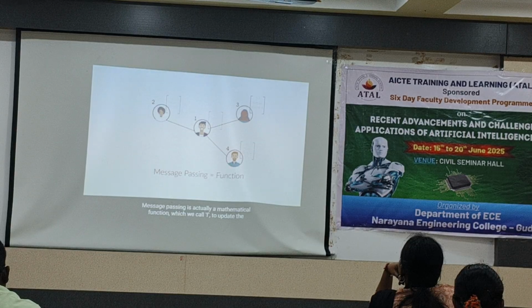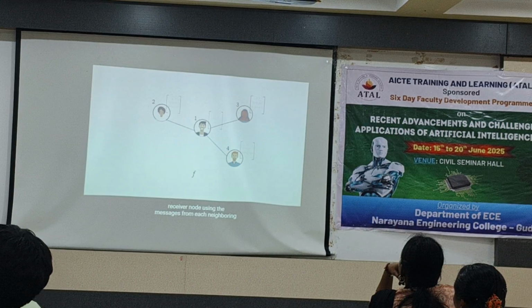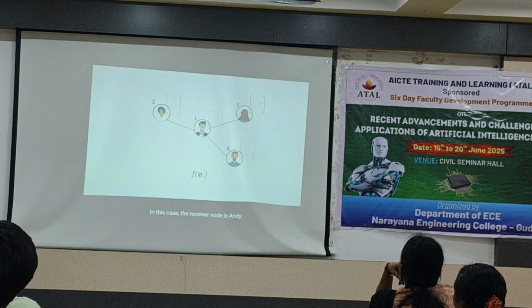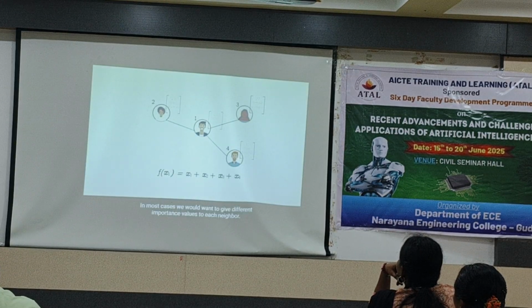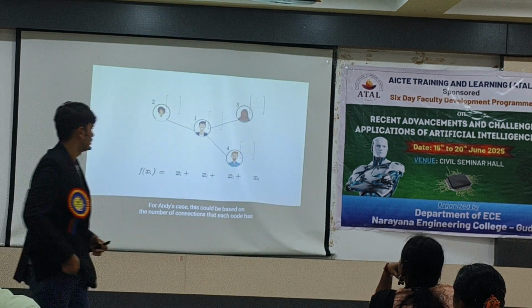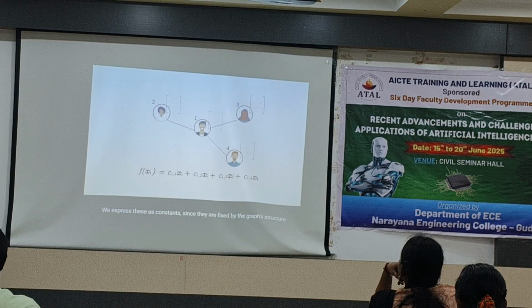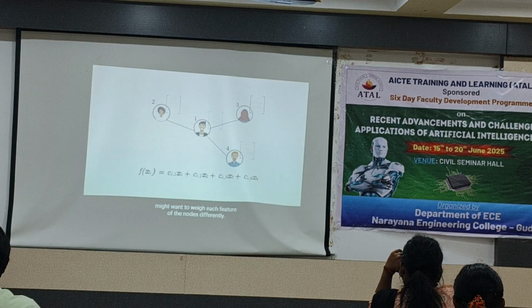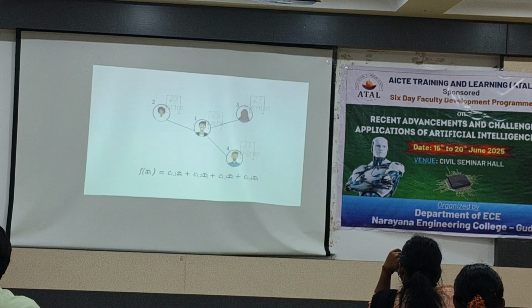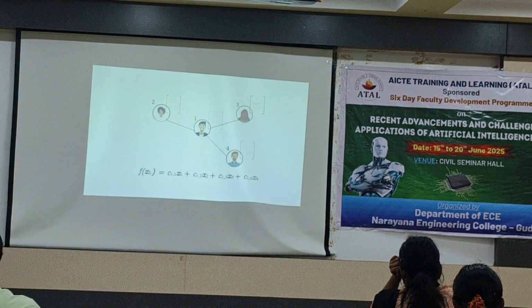Message passing is actually a mathematical function, which we call f, to update the receiver node using the messages from each neighboring sender node. In this case, the receiver node is Andy. Note that this aggregation includes the receiver node itself. In most cases, we want to give different importance values to each neighbor. For Andy's case, this could be based on the number of connections that each node has. We express these as constants, since they are fixed by the graph's structure. Similarly, depending on the final task, we might want to weigh each feature of the nodes differently. For Andy's match-finding example, maybe a combination of age and education is more important.